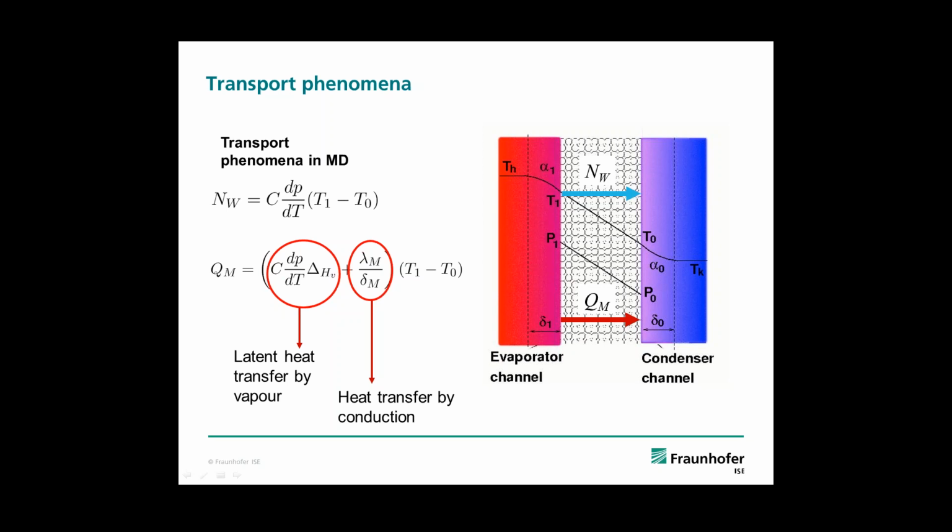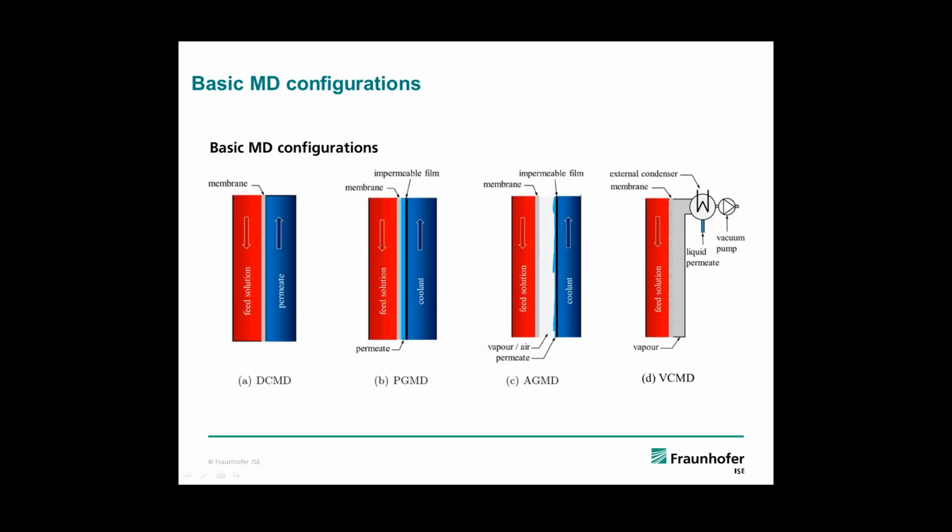But if you add a temperature difference between the hot saltwater side on one side of this membrane and a condenser side where you have pure water, then with this temperature difference, a driving force is established, and this driving force makes water vapor molecules pass from the hot feed side to the cold pure water side.